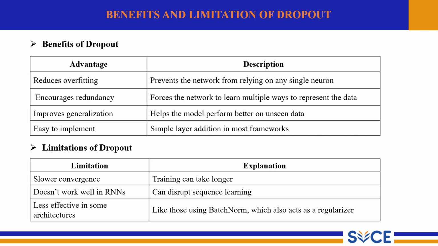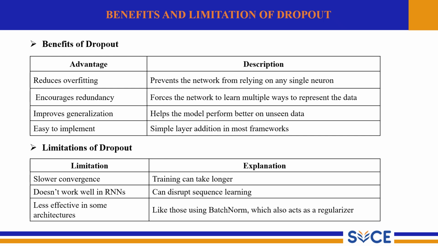So, advantages and limitations of dropout. A widely used regularization technique in deep learning is dropout. Advantages of dropout. First one is reduces overfitting. By randomly deactivating neurons during training, dropout prevents the network from memorizing the training data. Second one is encourages redundancy. It forces the model to learn multiple pathways for solving a problem, making it more robust.